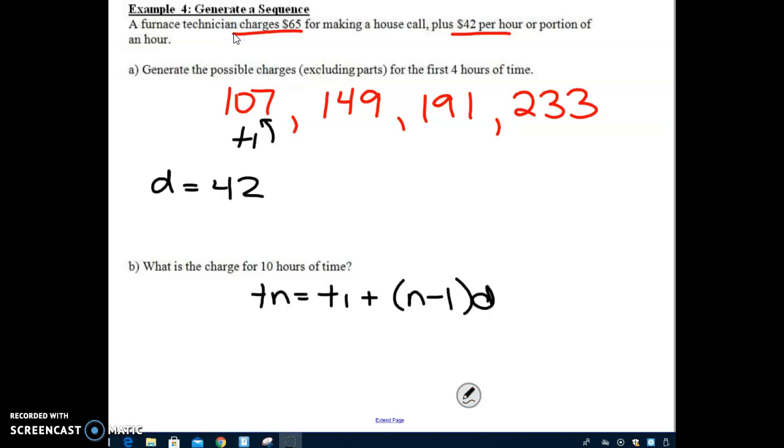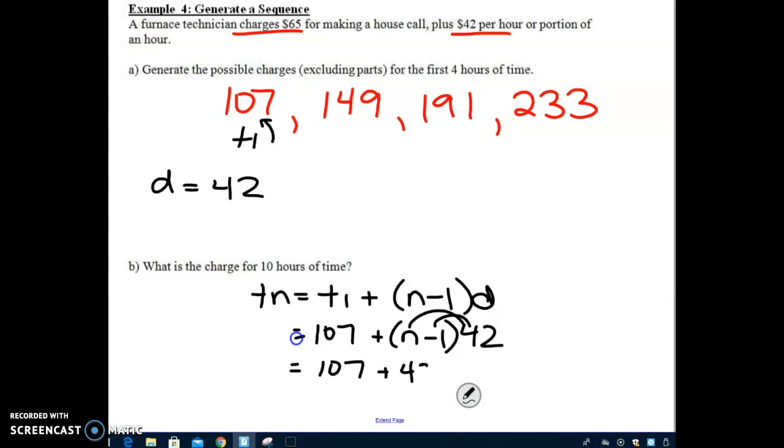So this means that we have our value of T1, and we know that D is 42. Then part B says, what is the charge for 10 hours of time? First, let's come up with the general term. Again, I know that T1 is 107, and I know that D is 42. So if I multiply that 42 in, we get 42n minus 42, and when I combine the 107 and the 42n, we should get 65. So we have Tn equals 42n plus 65.